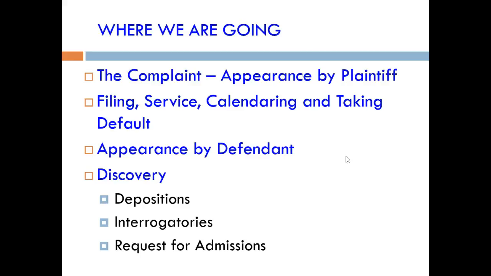Or if they don't, then their default will be taken. Judgment will essentially be entered in favor of the plaintiff. And then it's all then a matter of going to court to figure out how many dollars are owed, rather than whether the defendant owes anything to the plaintiff.